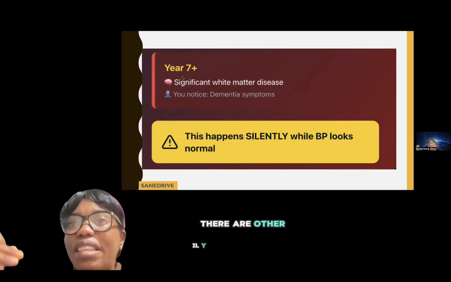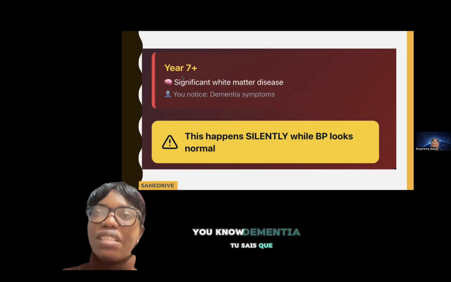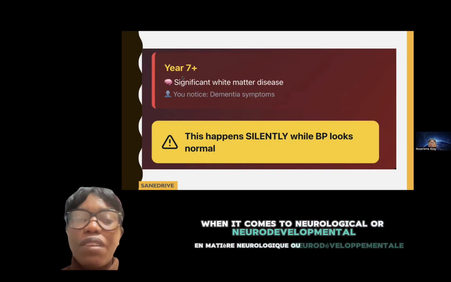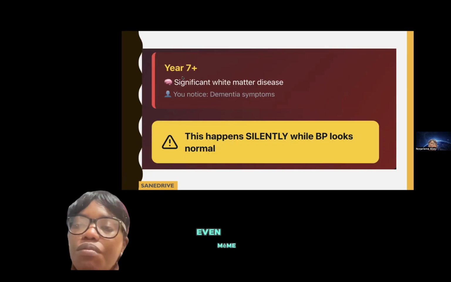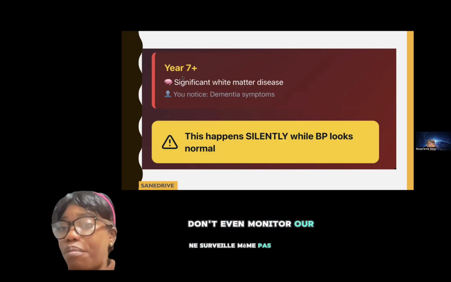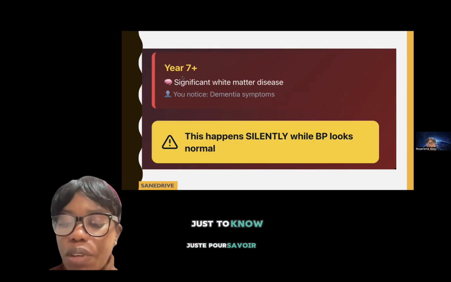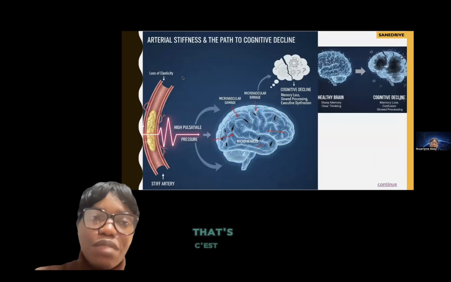And aside from dementia, there are other things that could result from this. This is just the most conspicuous one. Dementia goes hand in hand with some other brothers and sisters when it comes to the neurological or neurodegenerative diseases. And this happens silently, even when we are monitoring our BP. And some of us don't even monitor our blood pressure at all. So sometimes it's just good, it does no harm just to know. And if there is anything to do to prevent, it's good to also do the prevention. That's why we're sensitizing us.